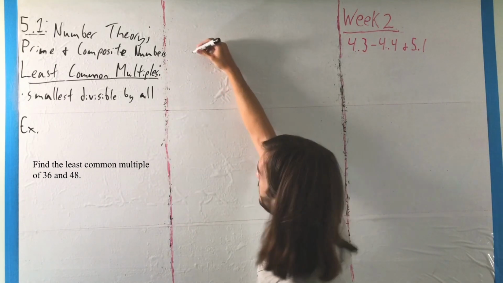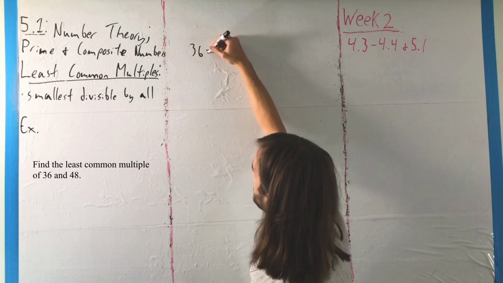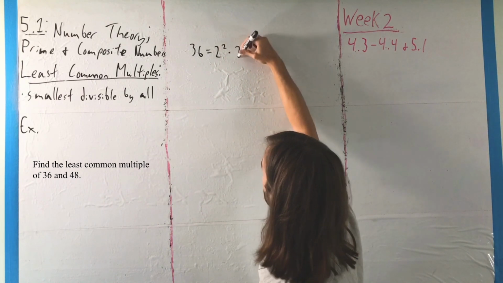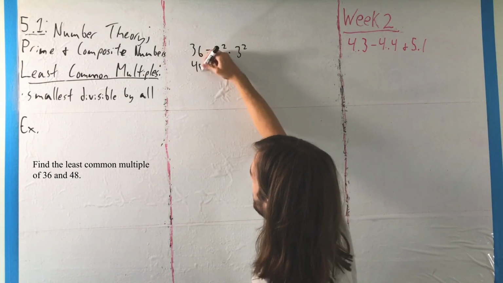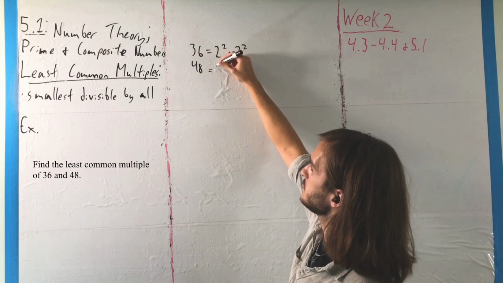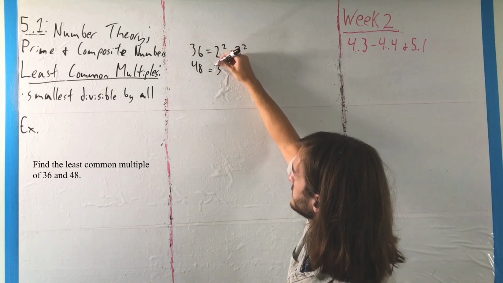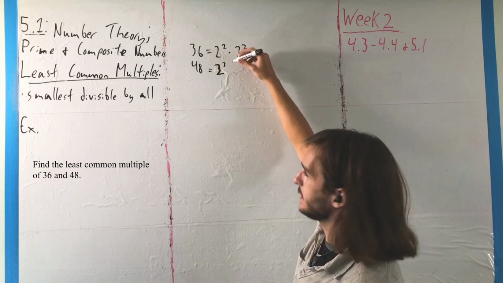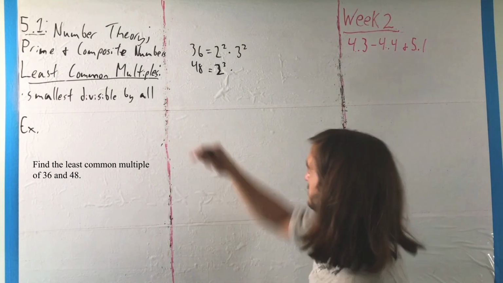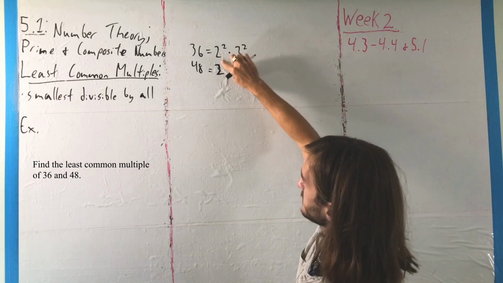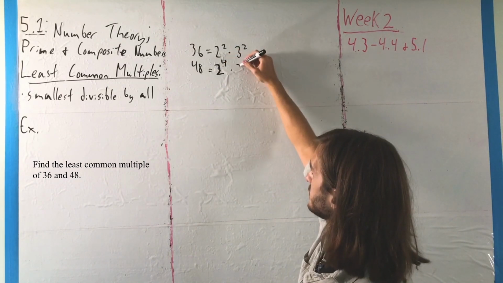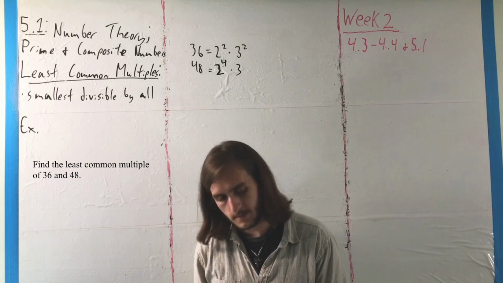So if you factorize these, 36 is equal to 2 squared, or 4, times 3 squared, or 9, while 48 is going to be equal to 2 to the 4th, or 16, times 3. I got a bit ahead of myself there.